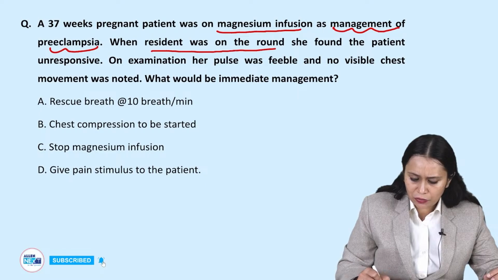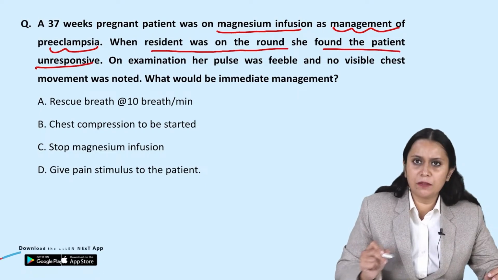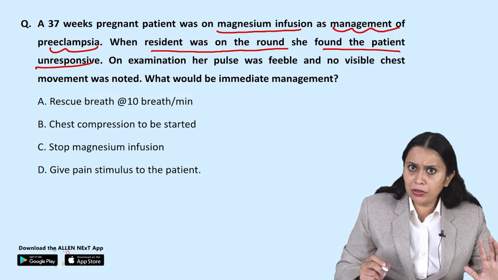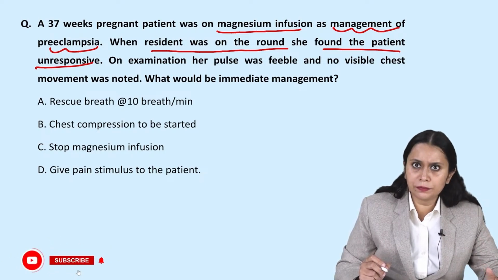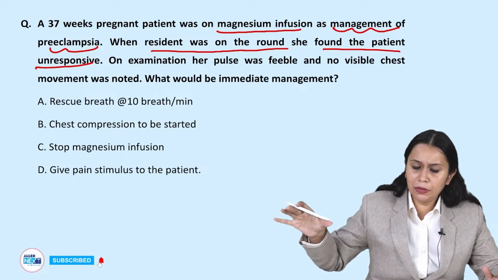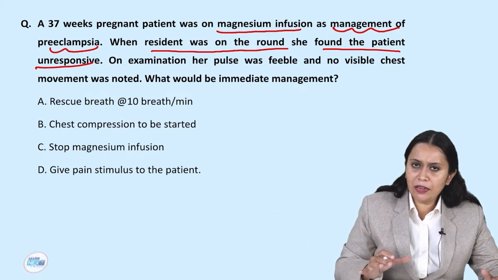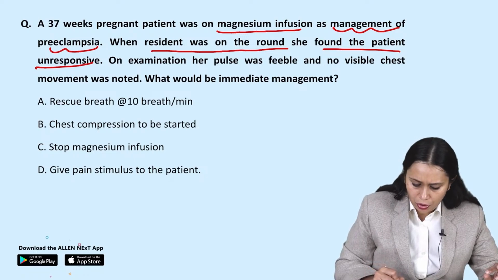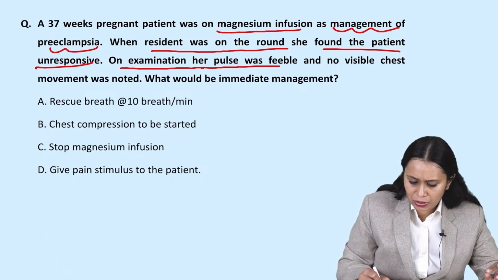When the resident was on the round, she found the patient unresponsive. So once you find someone unresponsive, what do we do? We call for help and then we check for pulse and breathing. So she must have called for help. On examination, her pulse was feeble.